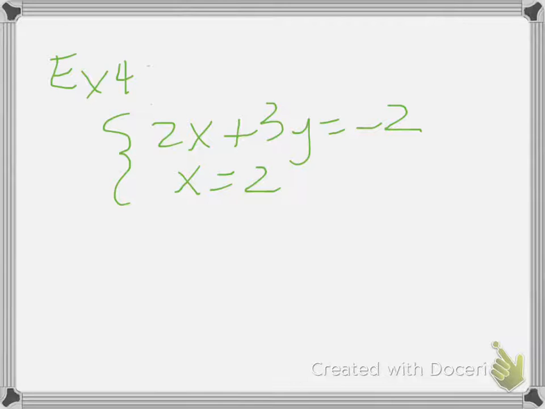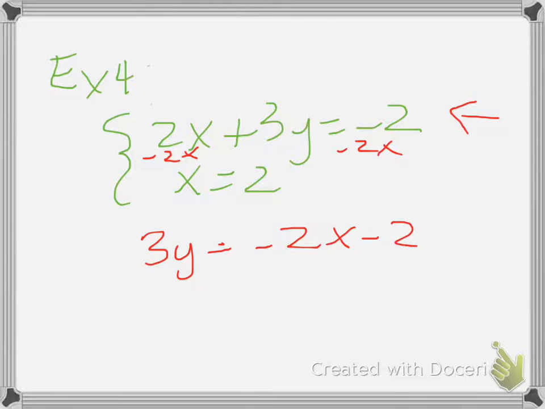Okay, so moving on to example 4. So to solve this system of equations, we're going to graph both of our lines. So the first thing we need to do is to put this one in slope-intercept form. So I will subtract 2x from both sides. So what I'd have is 3y equals negative 2x minus 2.